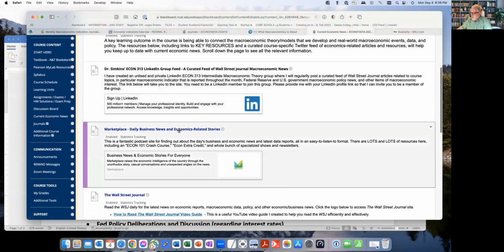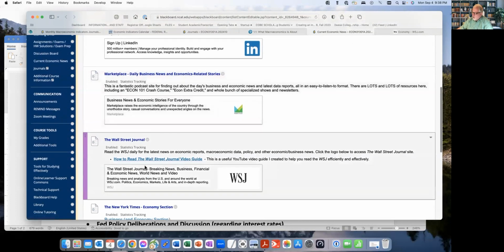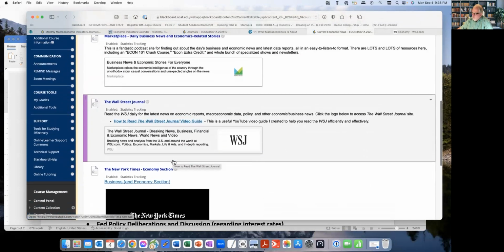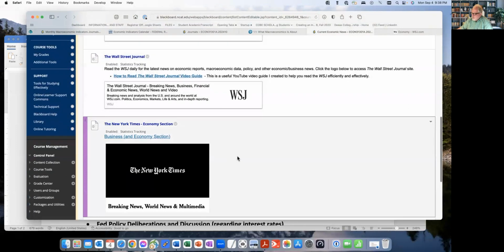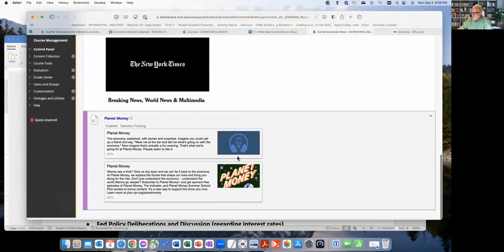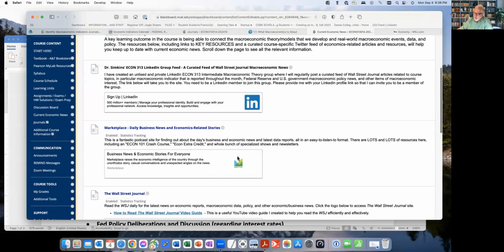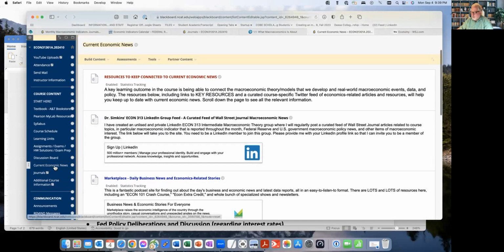Also, as I mentioned in the syllabus and earlier in Learning Unit 0, there's Marketplace. It's a great economics-related news show, and they always talk about whatever economic indicator came out that day. They put it in terms of real-world relevance, and so it's really valuable. Here's the Wall Street Journal, and I have a video guide on how to read it. The New York Times also has an economy section. And then there's Planet Money. So there are a variety of places to get current economic news, using this link on the left.